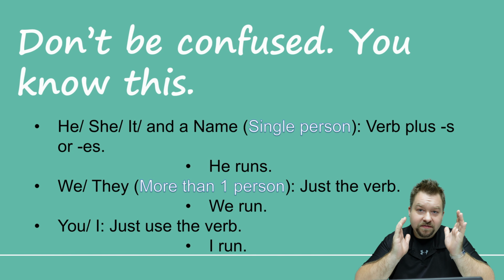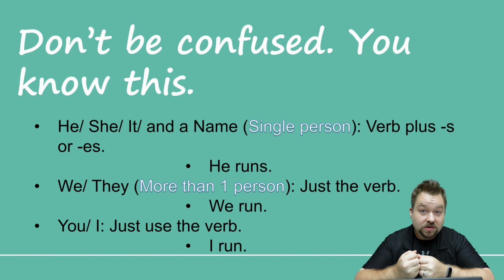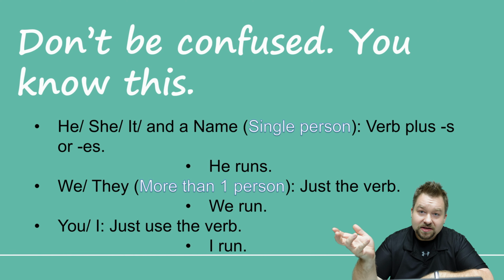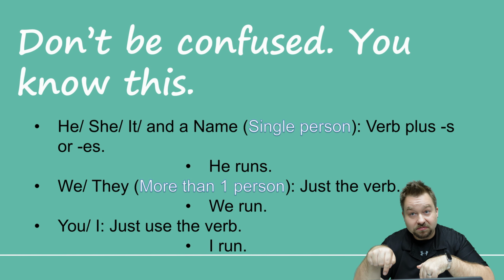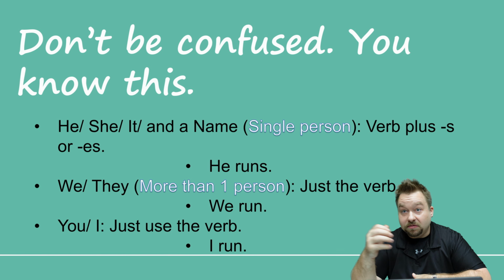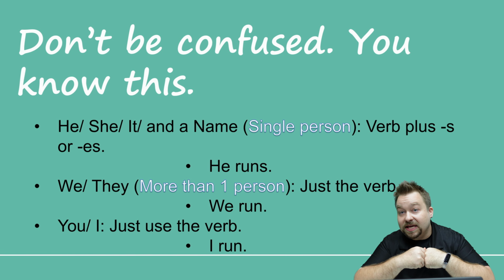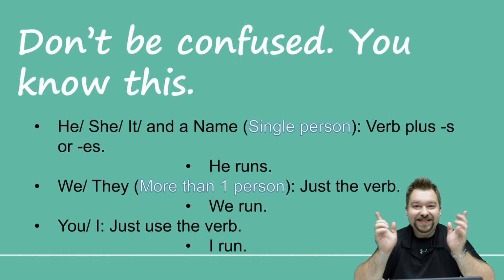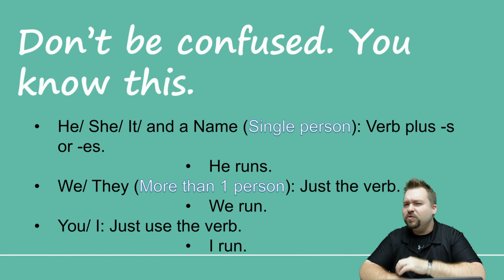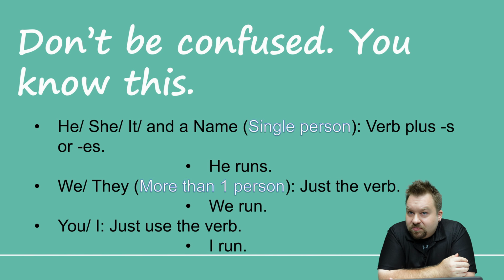Cool. Now, if it's a plural form subject, we or they, that's more than one person, right? We, it's just the verb, okay? We run. See, we didn't change the verb. The verb is run. It's just we run. And when it's you or I, we just use the verb again. I run. Okay, see, you're not confused now. I don't think you were confused, but just in case you were, now you're definitely not confused.